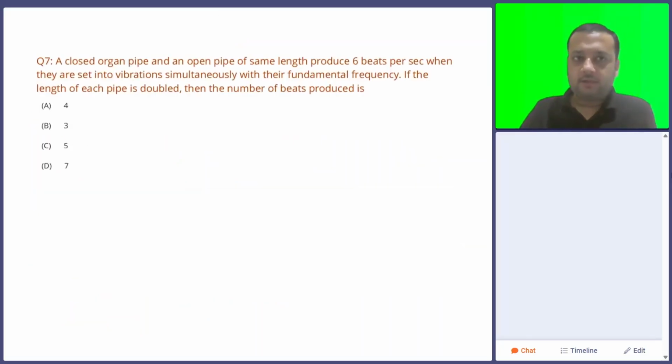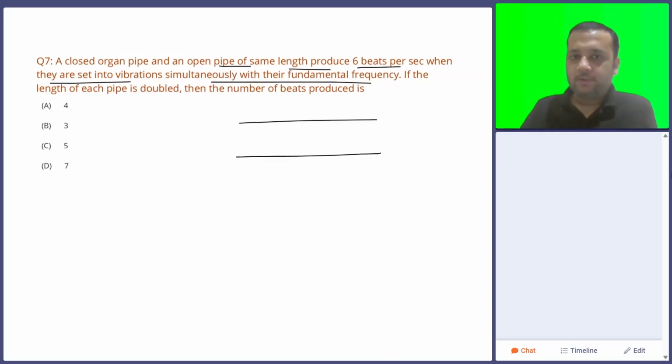Here what is happening, there's a closed organ pipe and an open organ pipe of the same length. They produce 6 beats per second when they are in the fundamental frequency. So let's say this is the open organ pipe, which is of length L, and let's say this is the closed organ pipe, which is also of length L. Okay. So what is the fundamental frequency of the open organ pipe?